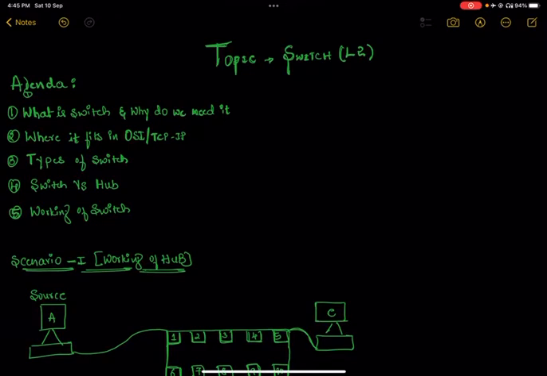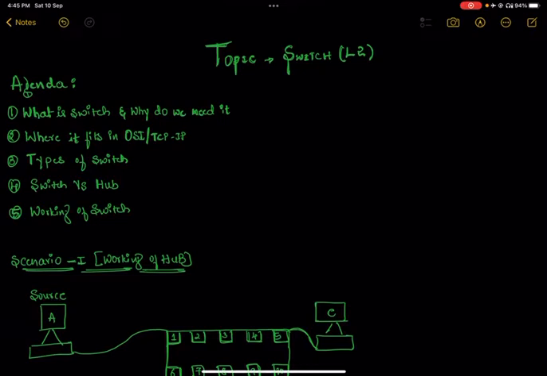So for today we have a topic of switch. What we'll do is let's talk more on our networking device switch and without wasting much time, let's get into our agenda for today. First of all we'll discuss what is switch and why do we need that, right?